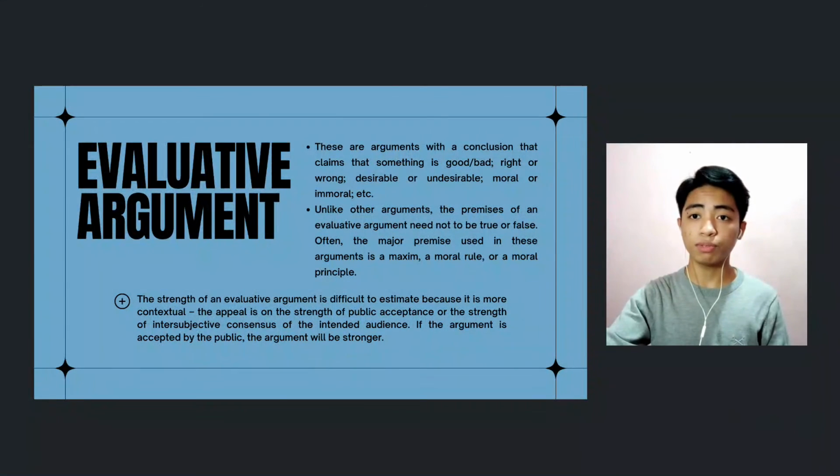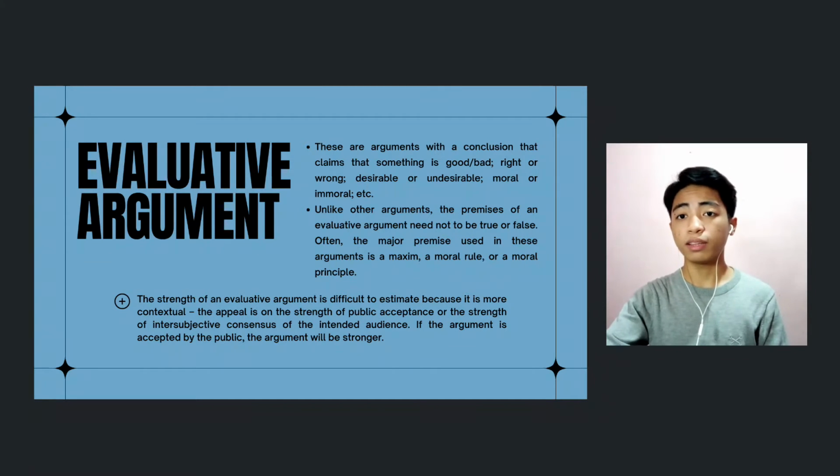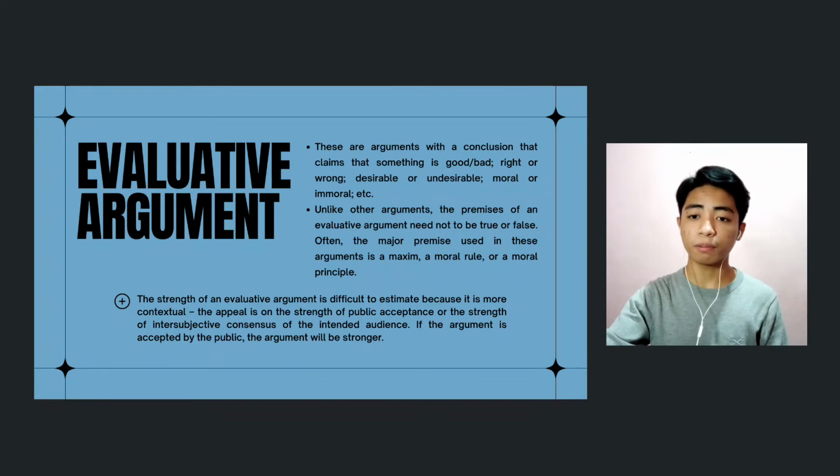Sa isang evaluative argument, nakadepende ang strength ng argument sa public acceptance ng mga nakikinig o ng general public as a whole. If the argument is accepted by the general public, or if the moral principle or moral rule used in the argument is accepted by the general public, the argument will be stronger. So nakadepende ang strength ng argument na ito sa kung gaano tinatanggap ng mga tao yung moral principle na ginamit sa argument.